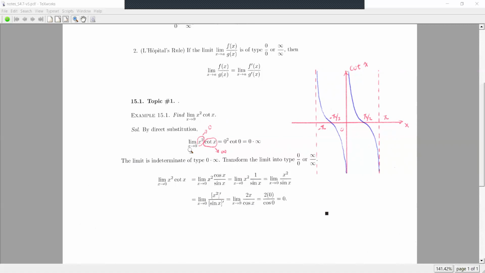From here, we know that as x approaches 0, x squared approaches 0. Cotangent approaches infinity. Then why is their product approaching 0? Because x squared approaches 0 faster than cotangent of x approaches infinity. Therefore, their product is approaching 0.